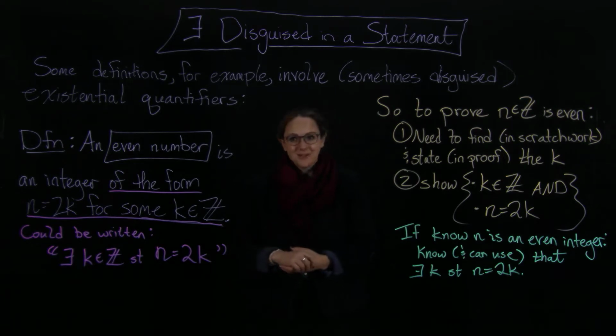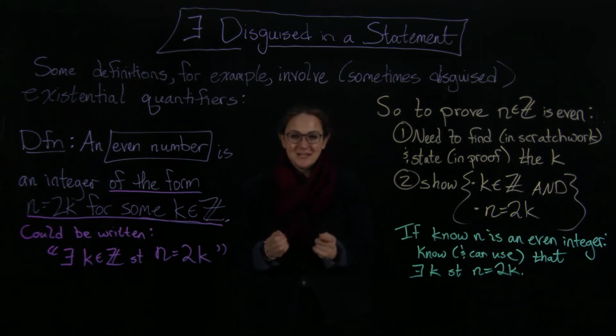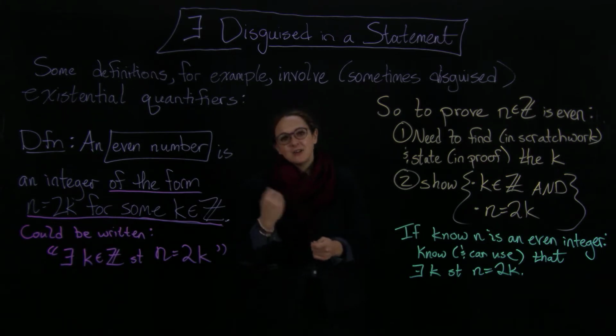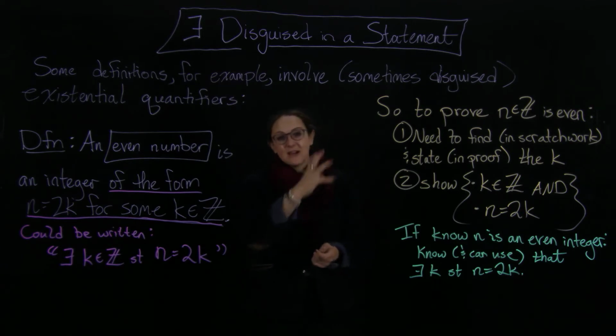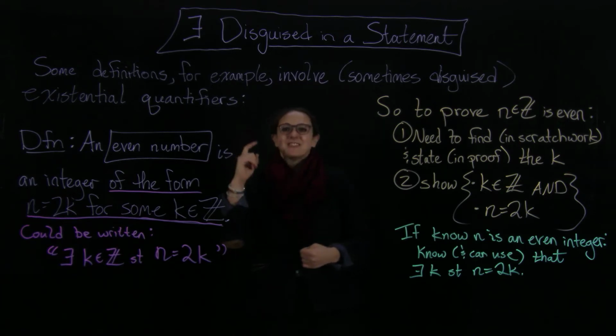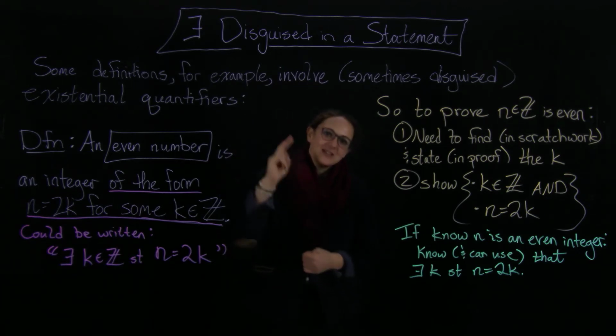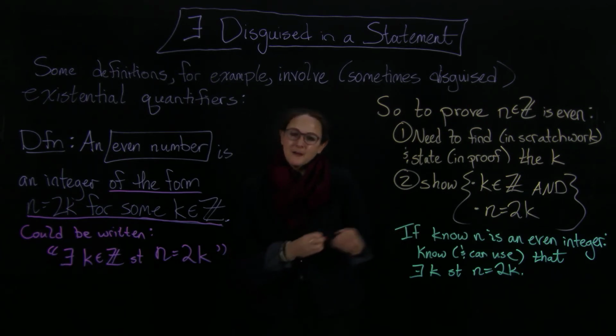Being able to rewrite things in a form like that is very useful. So look out for the language where these things can be hidden. When you need to show that something exists, you state what the example is, and then show that it satisfies the conditions it's supposed to. But it can also give you a tool to work with, like a new way to write your integer n.